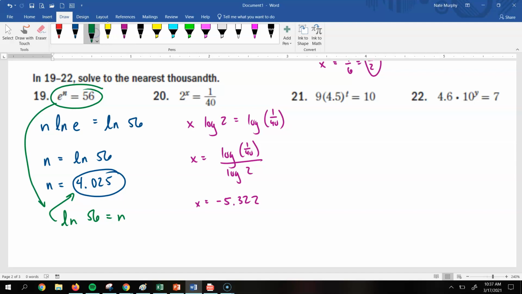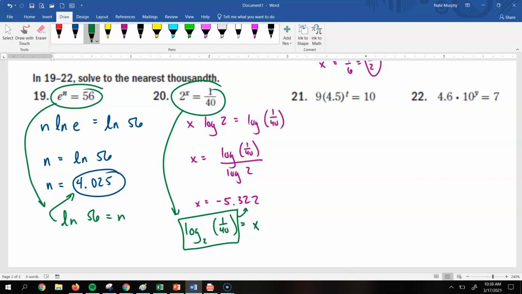But again, there's an alternate way that we could do this, and that's putting it in logarithm form. So our base is 2, our value is 1 over 40, and it equals our exponent, which is just x. So if you have a TI-inspired calculator, you can just put this in your calculator and get your answer. Or if you don't have a TI-inspired calculator, you can use a change of base theorem to write this as log of 1 over 40 divided by the log of 2, and that would give you the same answer. So there's a couple ways again to be able to do this type of problem.